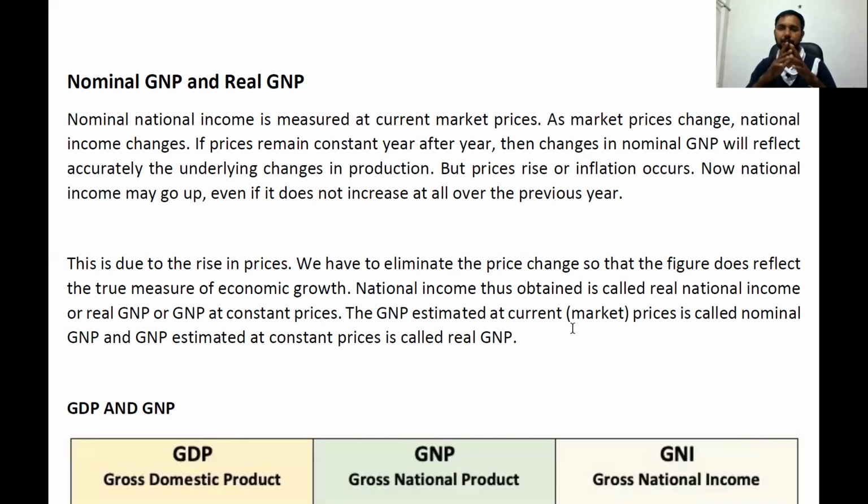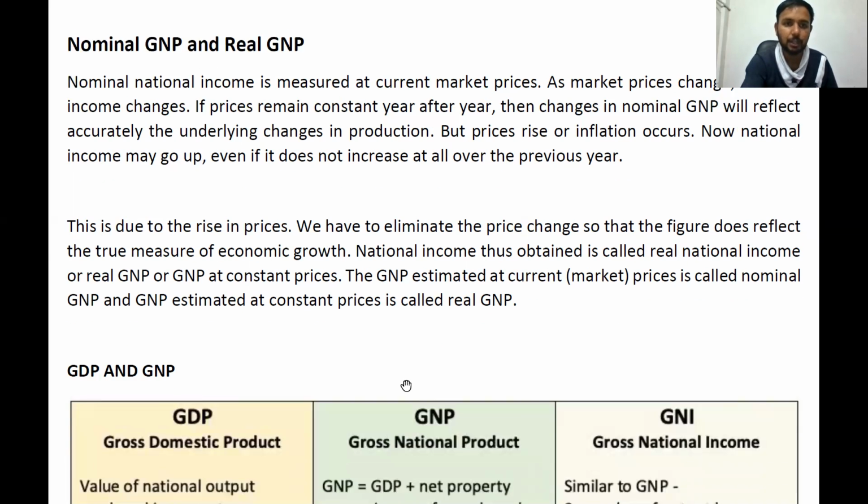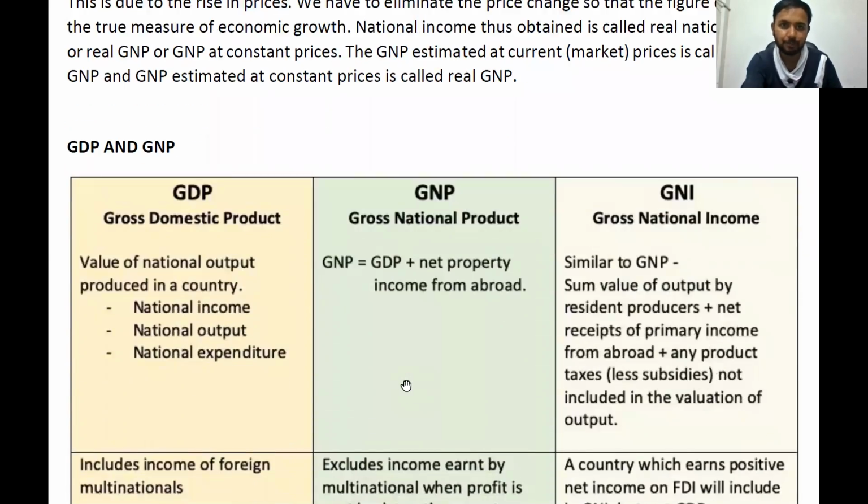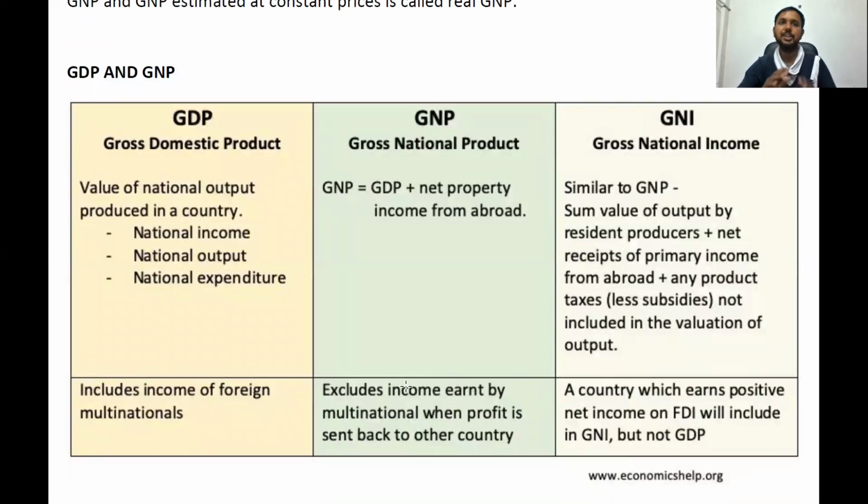So guys, there are two different terms that we have understood. Now we will move further to see the difference between GDP and GNP. So guys, we need to focus on these two terms only. What is the difference between GDP and GNP? Here GDP means gross domestic product and GNP means gross national product.